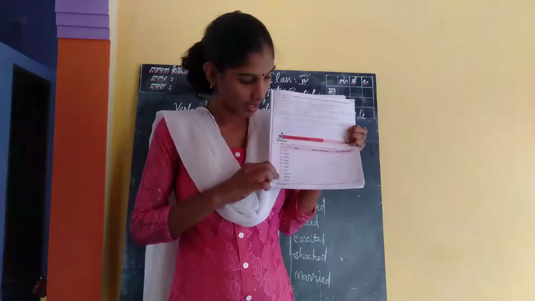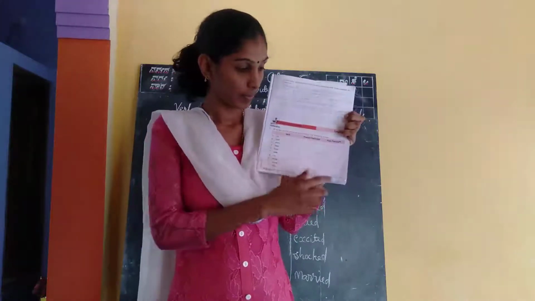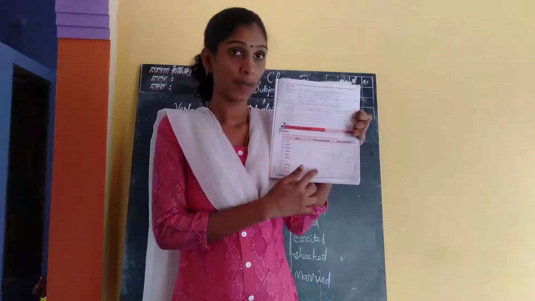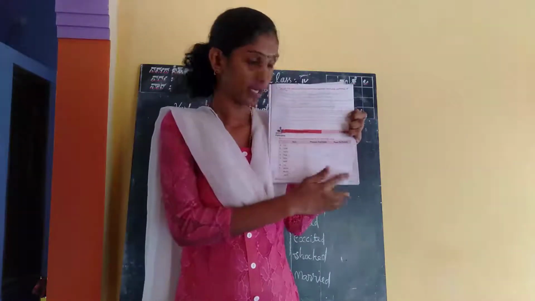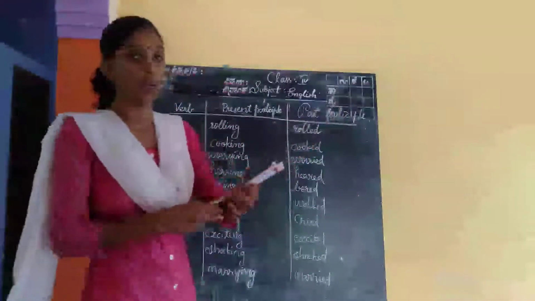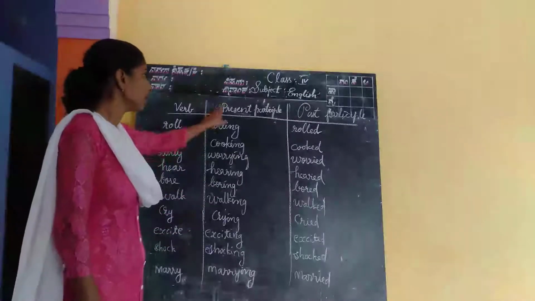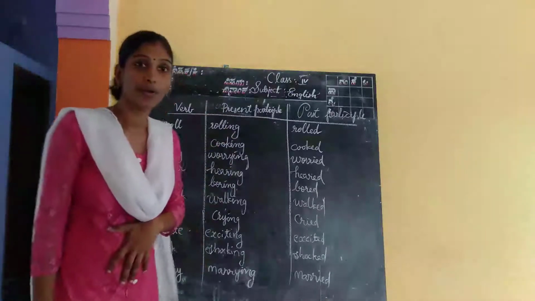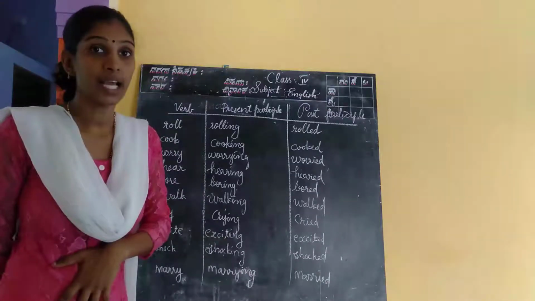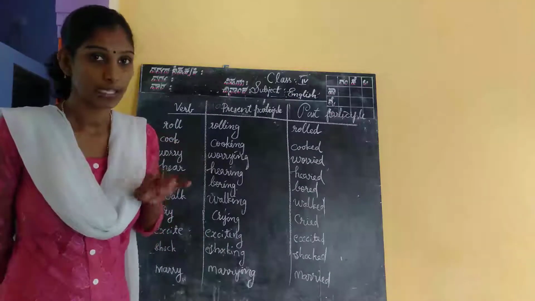There are some verbs given in the table. We have to write the present participle V4 and past participle V3. We have to fill it. Okay, let us fill. What is the first one? Roll. Present participle, rolling. We have to add ing to get the present participle, right?